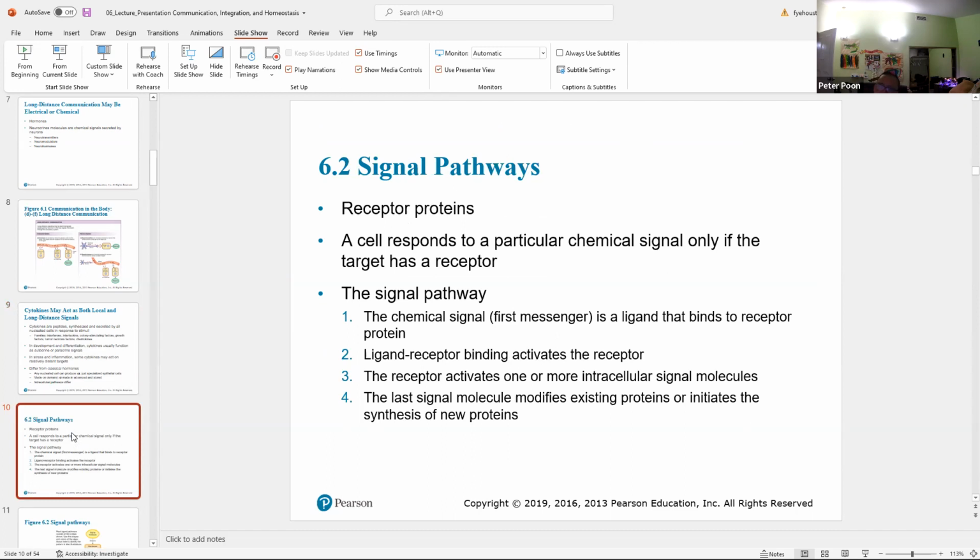All right, so receptor proteins. A cell only responds to a particular signal if the target has a receptor. So if I delete the receptor, I no longer get the signal. That is one of the things that goes on in type 2 diabetes. You lose the receptors, you lose the signal. So it doesn't matter how much insulin is in the bloodstream if you lose the ability to respond through the receptor. If the receptor goes down, then the signaling goes down.